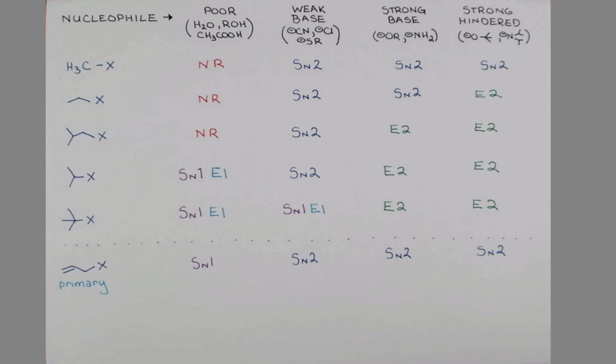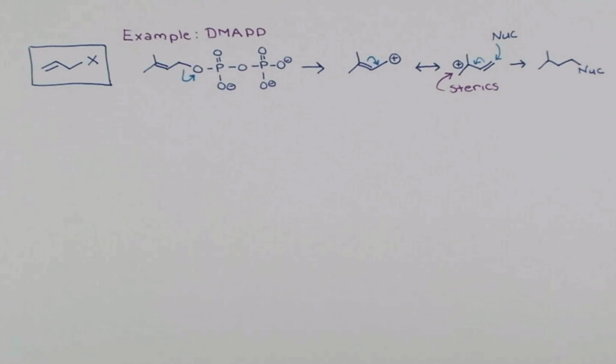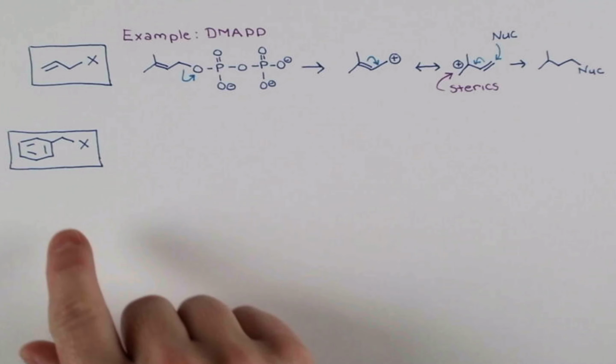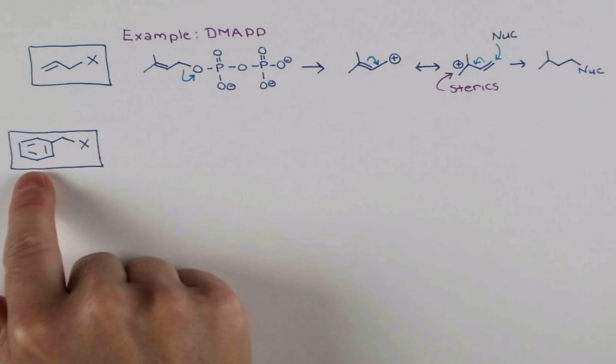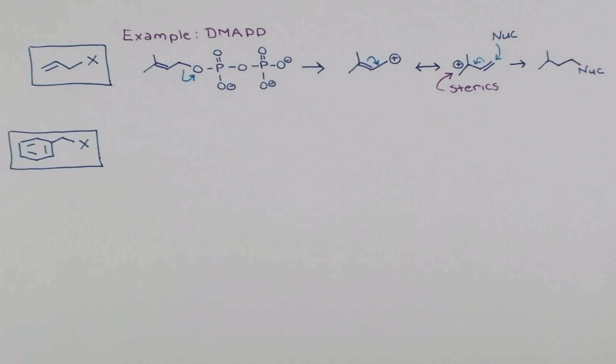Next, we need to consider primary benzylic substrates. Okay, back to another little aside. Before I add benzylic substrates to our table, I want to go into a little bit more about them as well. Benzylic substrates have electronic effects that can extend from substituents that are on the ring all the way over to the leaving group to determine whether we'll see an SN1 or SN2 mechanism.